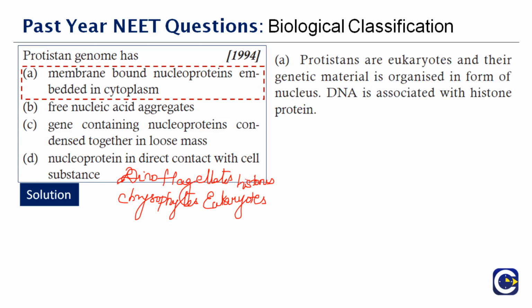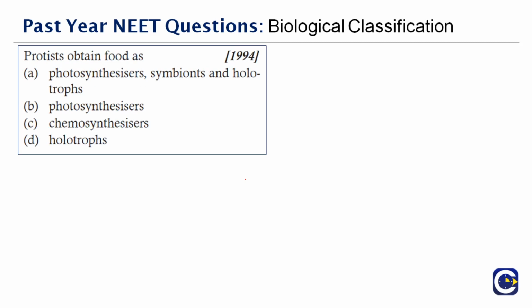Next question here: Protists obtain food as dash. So, protists, what do they comprise? The kingdom comprises algae, and algae are autotrophic in nature.